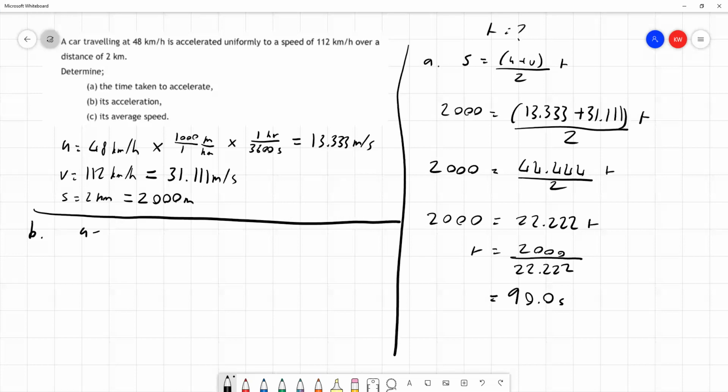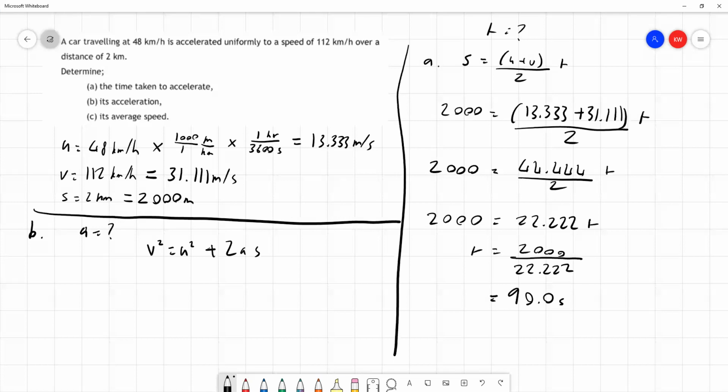Well, here A is the unknown. And we actually now know U, V, and S, which we were given, and we know T, which we've just worked out. So we can actually use any of our other 3 equations to find this information because they all have acceleration in them and we know everything else. But I'm going to play it safe and use the equation that doesn't rely on the value we've just worked out. So I'm going to do the v equals u squared plus 2as.